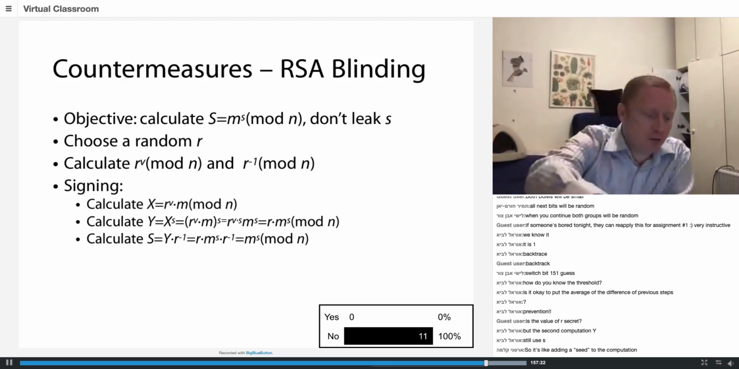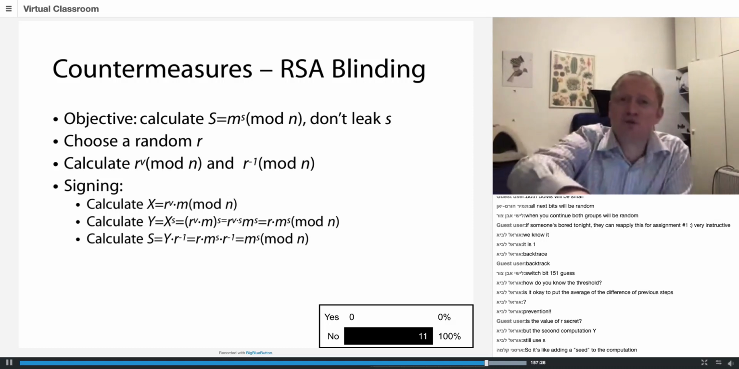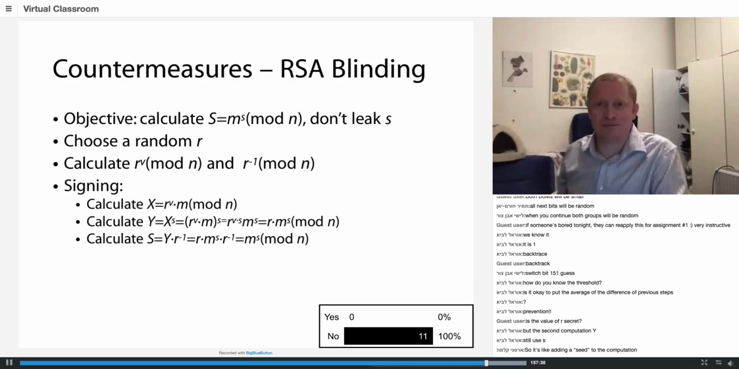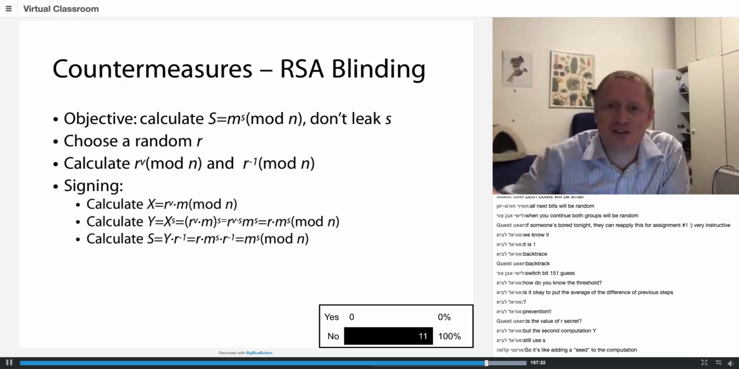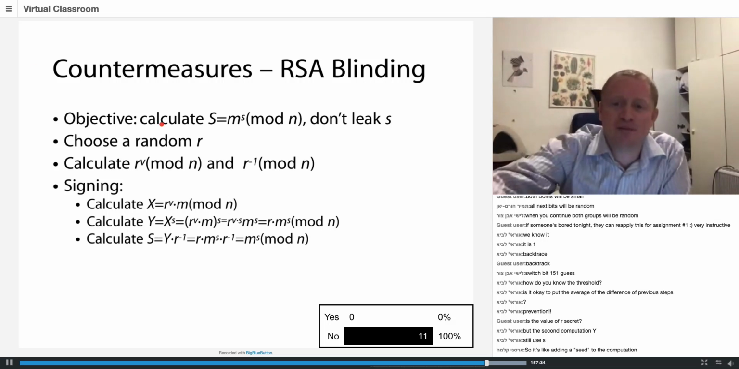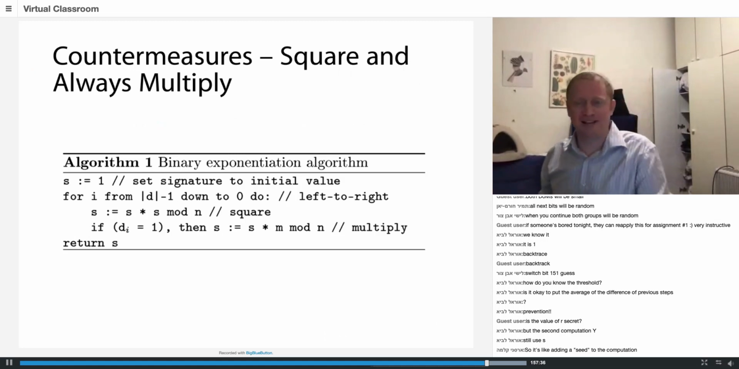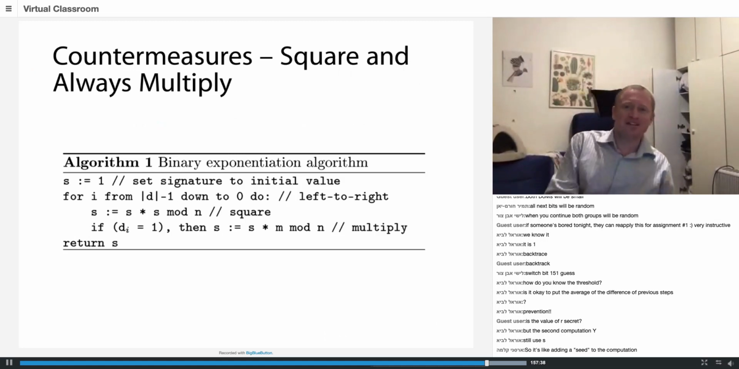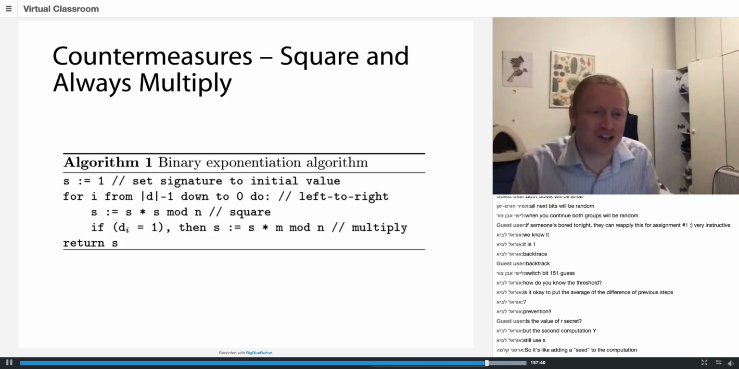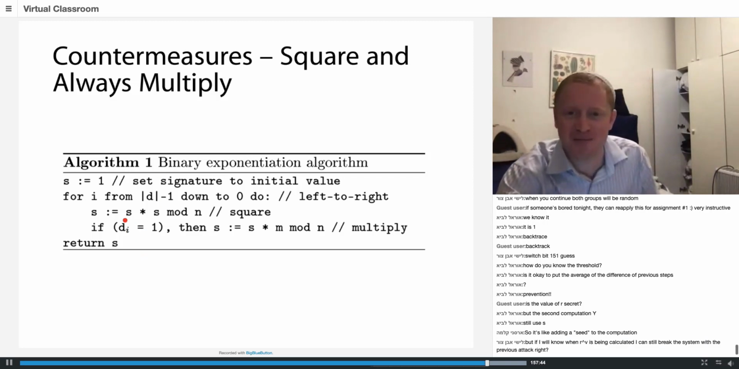And now I want to show you a countermeasure which actually looks really good, but it can be broken. And this is called square and always multiply. And I think I just explained the countermeasure. So if this is binary exponentiation, if I'm going to do square, this is square and sometimes multiply.